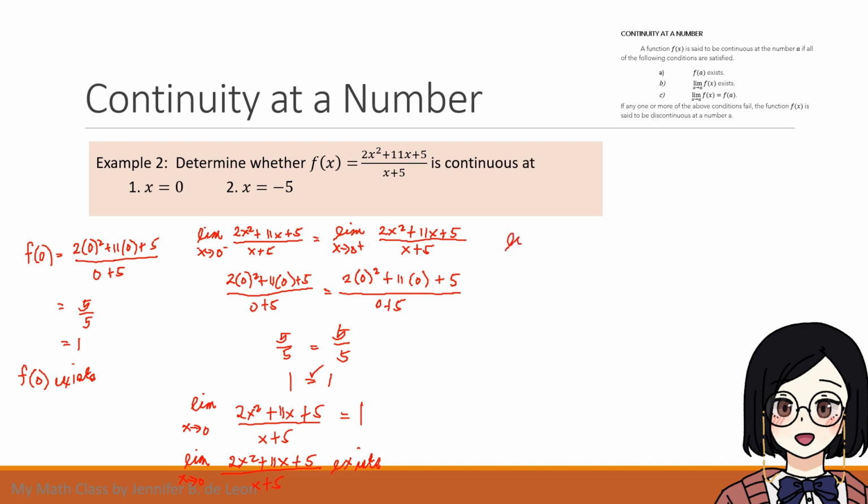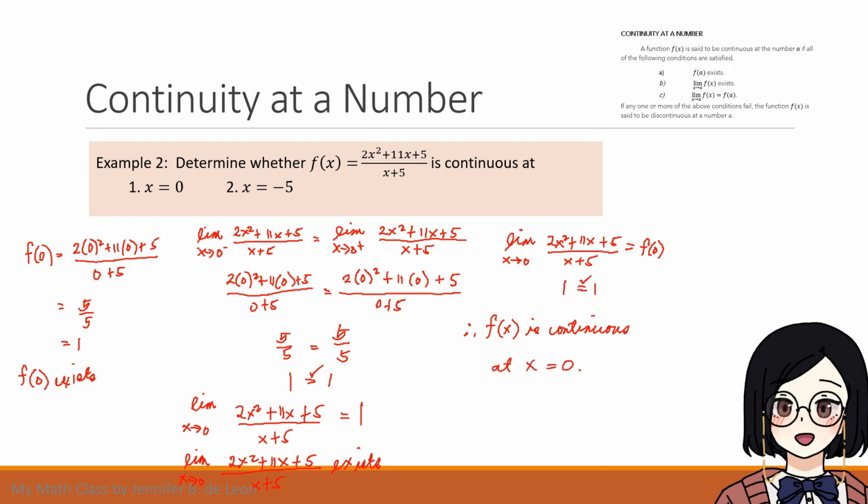This time, we check if the function satisfies the third condition. We show that the limit of (2x² + 11x + 5)/(x + 5) as x approaches 0 is equal to f(0). In step 2, we found that the limit of the function is equal to 1. And in the first step, f(0) is equal to 1. Therefore, f(x) is continuous at x = 0.